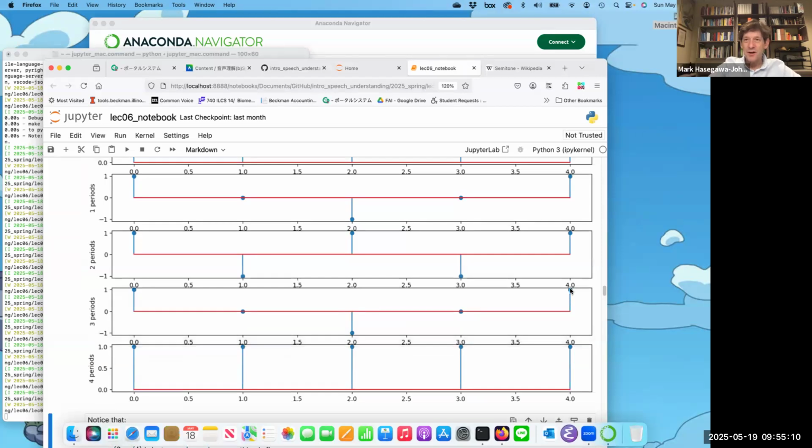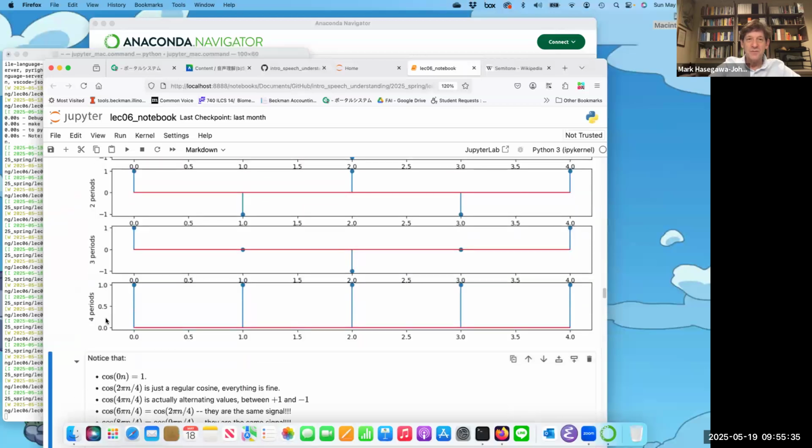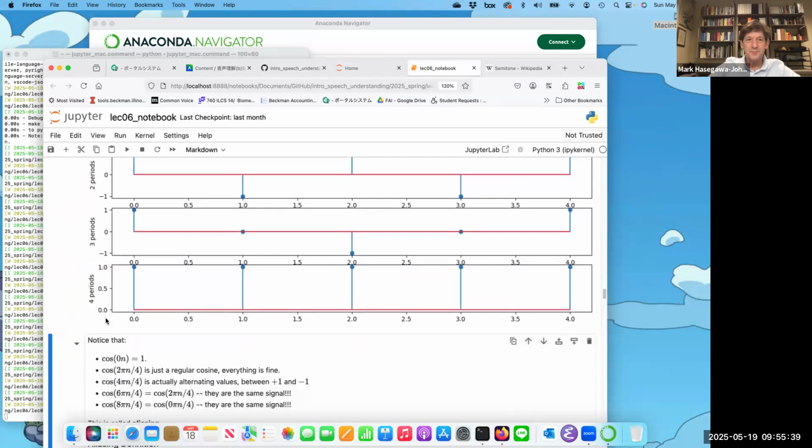It's supposed to be plotting 3 periods of this cosine, but it looks like it's only plotting 1 period. With 4 periods, this is supposed to be 4 complete periods of this cosine, but it looks like it's plotting 0 periods. It looks like it's a constant. And so we might ask, why is it doing that? Why, when it goes up from 1 period to 2 periods to 3 periods, does it look like it's going down from 2 periods to 1 period? And when it goes to 4 complete periods, why does it look like it's going down to 0 periods?